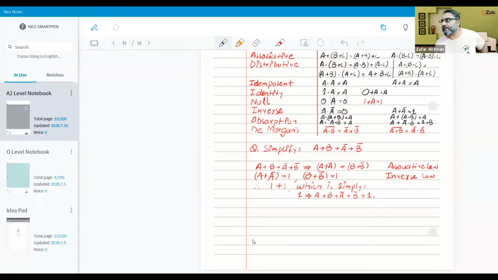Sir, is identifying each step with the law necessary? Beta, it is necessary, but the exam would not require you to write the name of the law. But you would have to actually remember the laws. You won't be solving it with your own ideas. Try to apply laws at every stage.